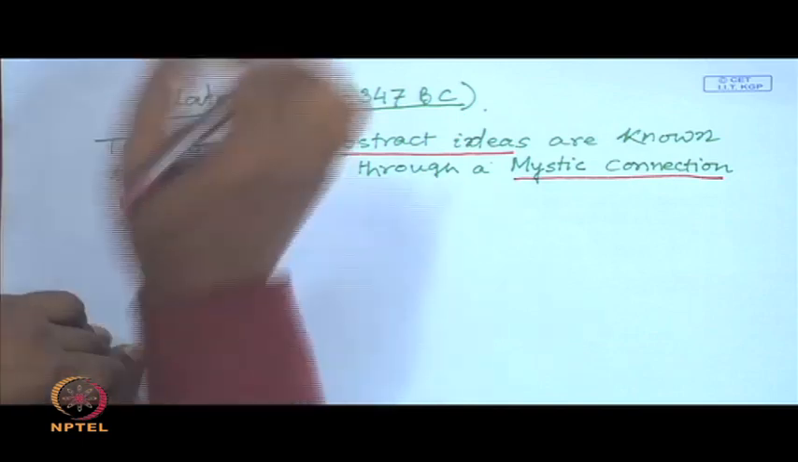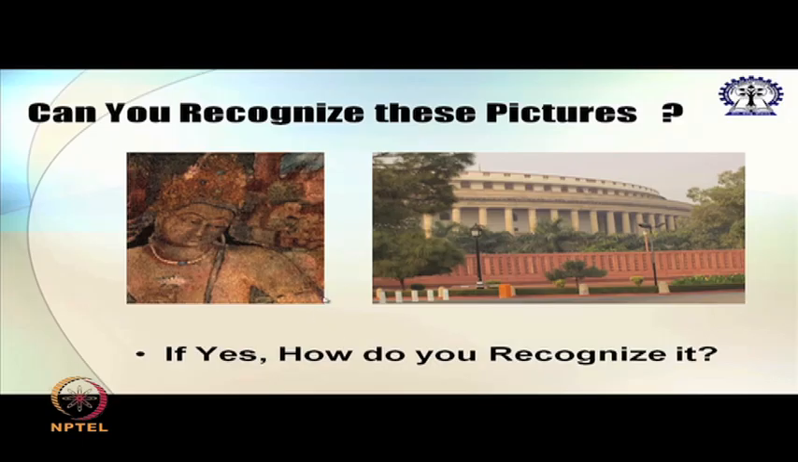So, again if you look at these two pictures, we can say that the left hand picture is a wall painting in Ajanta caves, and the right hand picture is the Parliament House in New Delhi. So, how do we know it? In many cases, we have seen pictures of wall paintings in Ajanta caves in our school level history books. Similarly, some of us might have seen the Parliament House in New Delhi, or images or photographs of it.